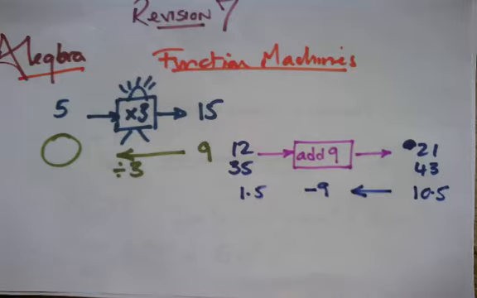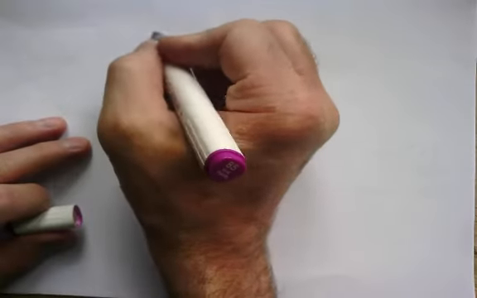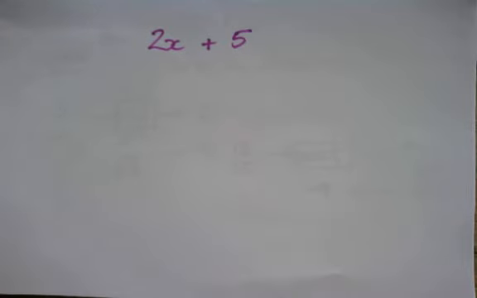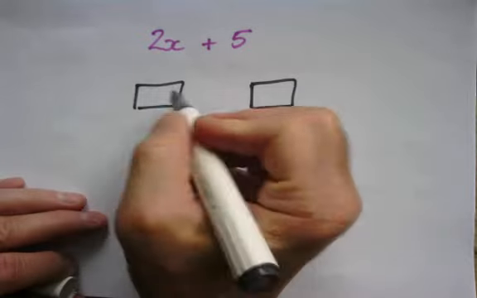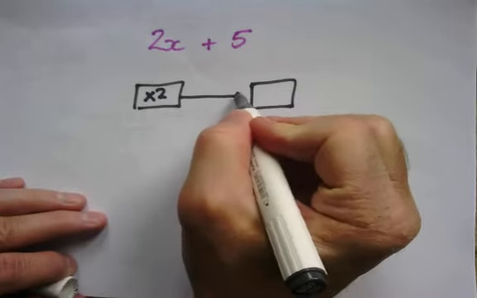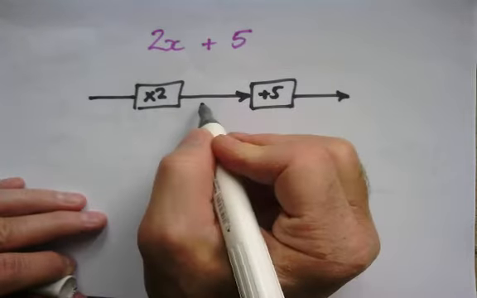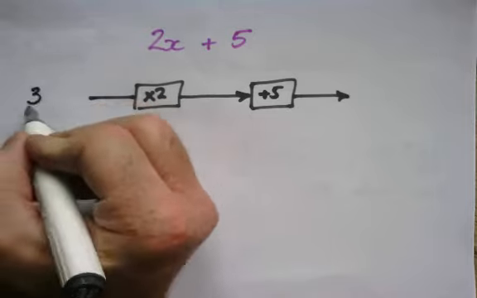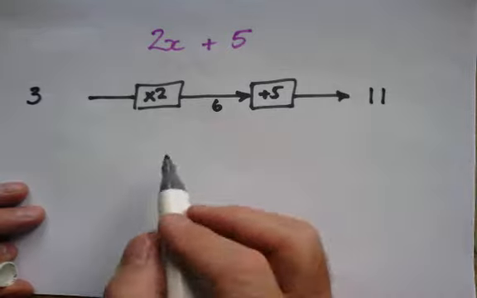They do get more complex, and sometimes they involve double function machines. So they could say, write this in terms of a function machine, and there are two things. You've got 2 boxes. The first one you multiply by 2, it takes you to the second one, you add 5, and you come out with an output. So you put a value in, times it by 2, add 5. For instance, if I put the value of 3 in, 3 times 2 is 6, add 5 is 11.